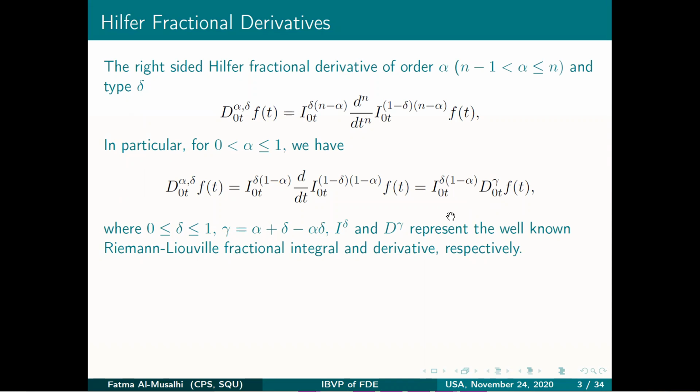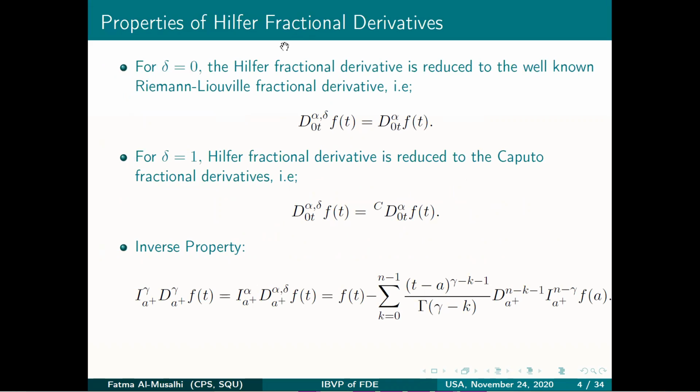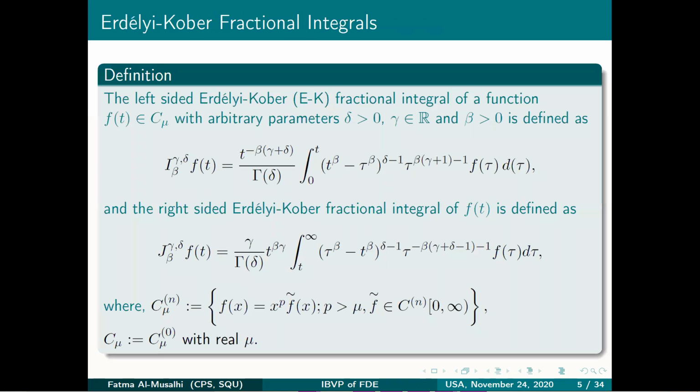the Riemann-Liouville fractional derivative. And I have to mention that for delta equal to 0, the Hilfer fractional derivative reduces to the Riemann-Liouville fractional derivative, while for delta equal to 1, the Hilfer fractional derivative reduces to the Caputo fractional derivative. We need the inverse property of the Hilfer fractional derivative. So the inverse of the Hilfer fractional derivative is the Riemann-Liouville fractional integral.